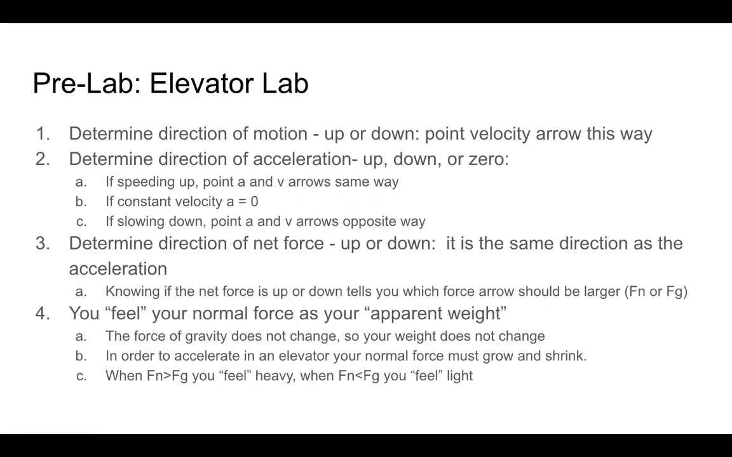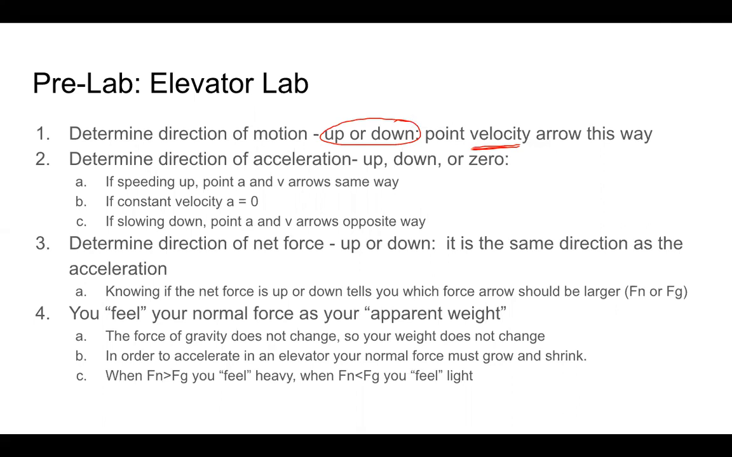So you are going to do an elevator lab, and there are some helpful hints I'm going to give you right now in order to do that. First, the first thing you want to do is notice which way you are moving. The way you're moving is the way you point your velocity arrow. In the elevator, the answer for which way you're moving will either be up or down. So you have to figure out which way the object was moving.